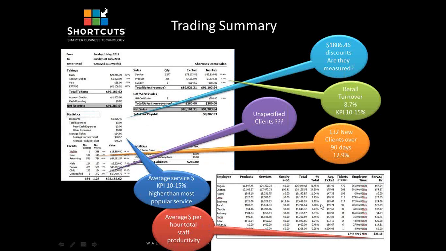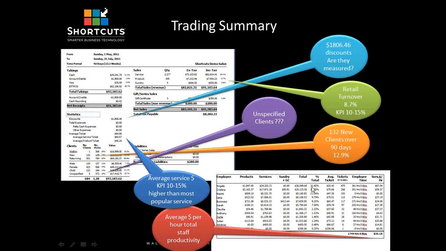But this part here where it says employee product service, this is the bottom of that report, and this gives you a bit of a summary as to what each of your staff members have done for the day. So we can see here how many products were sold, how many services, any gift certificates or sundry items. Then it gives you a percentage total of that.